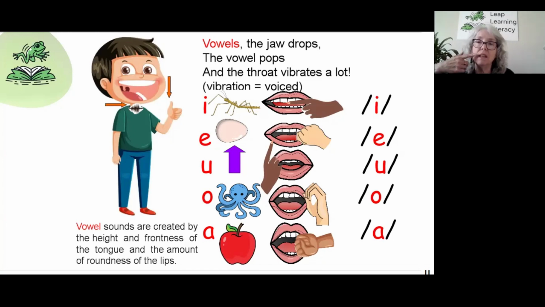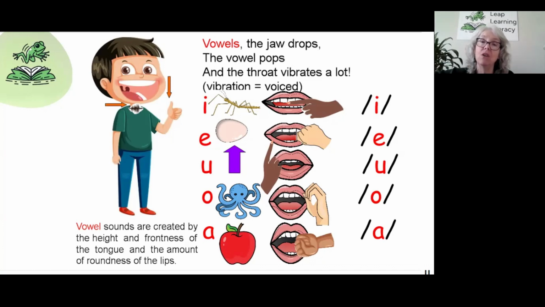Have them notice their mouth. You can have them look in a mirror, but also have them put their hand on their throat to feel the vibration. You will notice that all vowel sounds vibrate a lot. All vowel sounds are voiced. The difference is how we make the vowel sounds: our mouth will open different degrees. Some open a lot, some open a little.